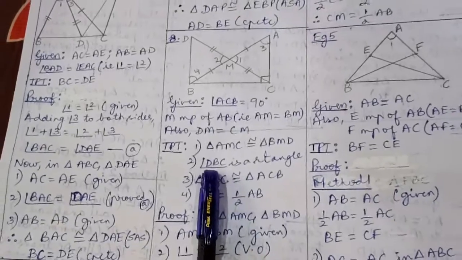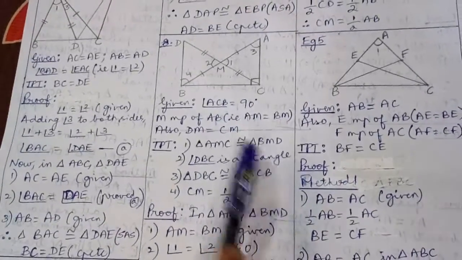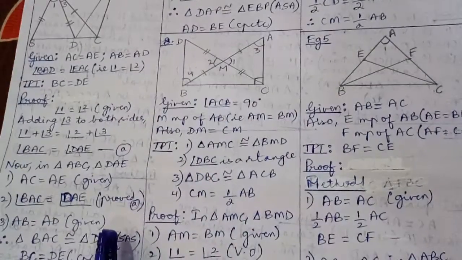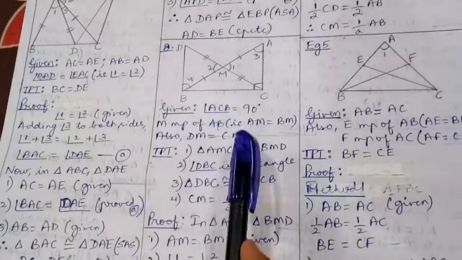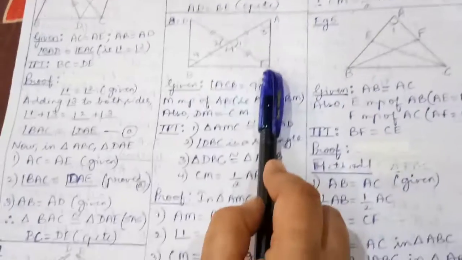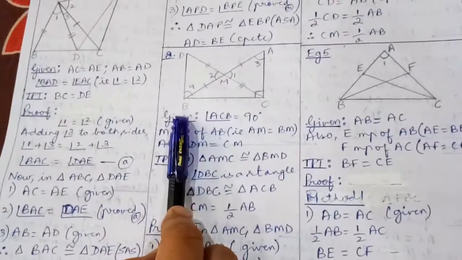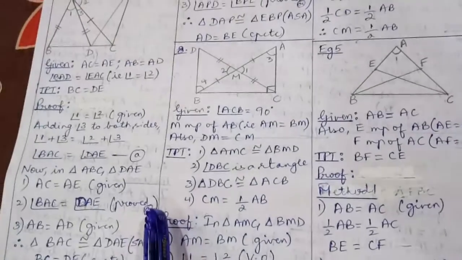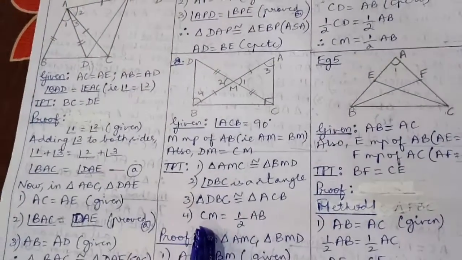Next, we'll have to show that angle DBC is a right angle. DBC, this angle is a right angle. So for that, we'll show that AC is parallel to DB. We'll show that the line segments AC and DB are parallel to one another. How do we do that?